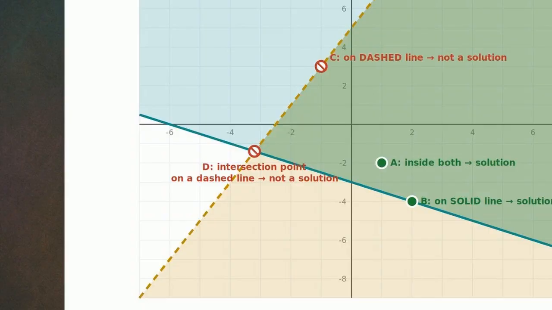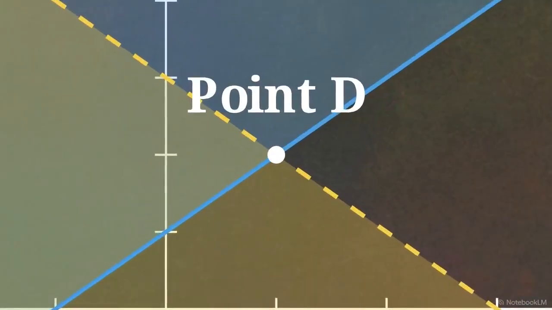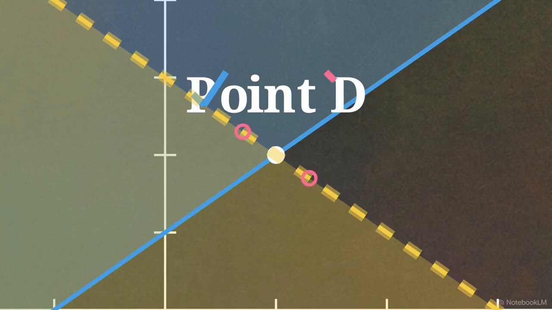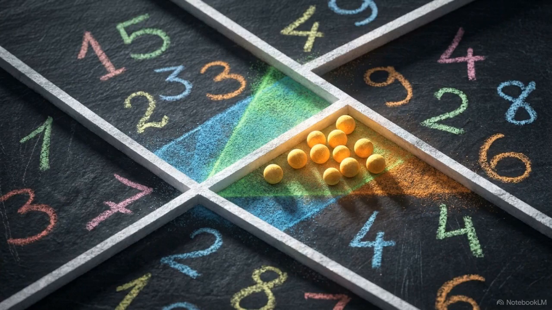However, there is a common error at the intersection point, labeled here as point D. Because this is where the two lines cross, it is often mistaken for a valid solution. In this system, point D is disqualified. Because it sits on a dashed boundary line, it fails to meet the strict requirement of the second inequality. In a system, a point is only a solution if it satisfies every condition. By overlaying these different constraints, we can filter through infinite numerical data to reveal the precise zone of absolute truth.